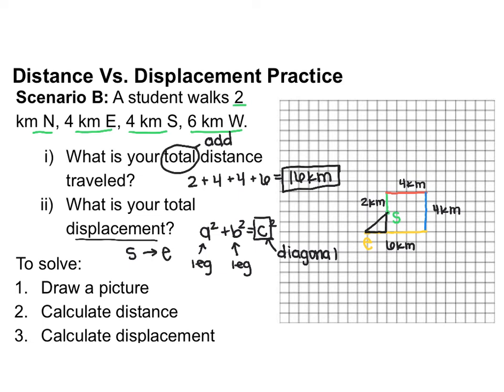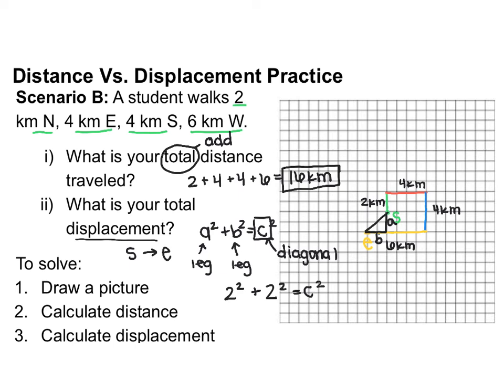Okay. So it doesn't matter which leg you choose for A and B. So I'm going to just say my up leg is A. So in this case, it's 2 boxes. So I'm going to say 2 squared. And then I'm going to say my horizontal or my cross leg is B. So that is also 2 boxes. And then I don't know what C is. That's what I'm trying to find.